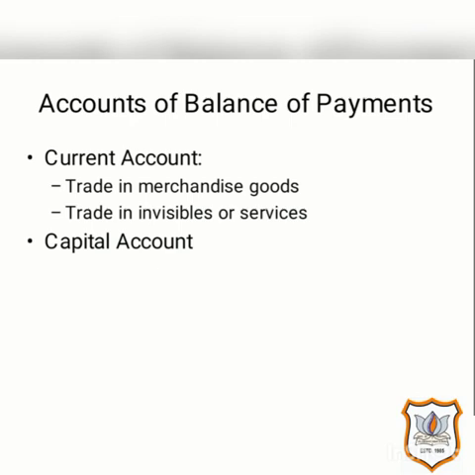As you can see, the first one is trade in merchandise goods and the second one is trade in invisibles, which is also known to be services. Trade in merchandise goods means tangible goods, also known as physical goods. Whatever receipts from exports are recorded as credit entry and whatever payments are made for imports are recorded as debit entry.